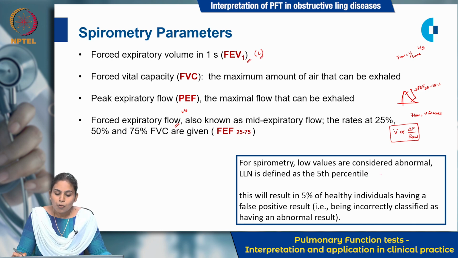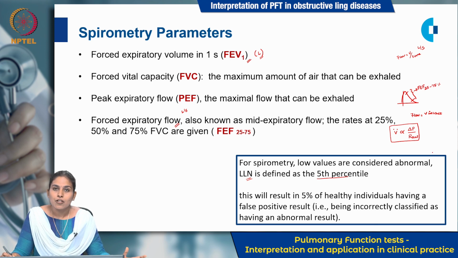Now the new update is that for spirometry, low values are considered abnormal. The lower limit of normal is defined as the fifth percentile. What they mean is that your spirometry values vary according to your gender, height, race, age and so on, so the spirometry values are not standard for everyone. Previously they used to define cutoffs like 70 percent and so on. Now we are changing our paradigm towards the lower limit of normal.